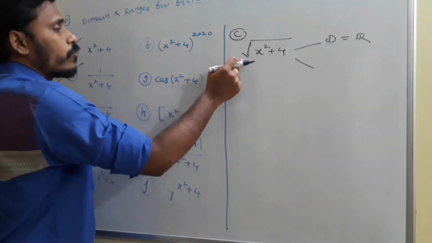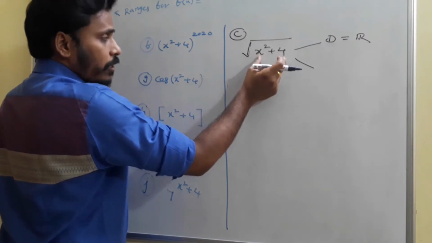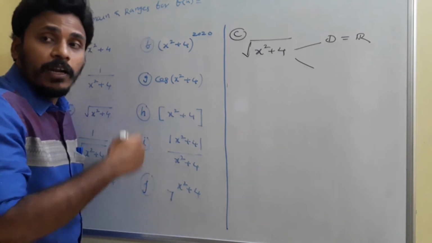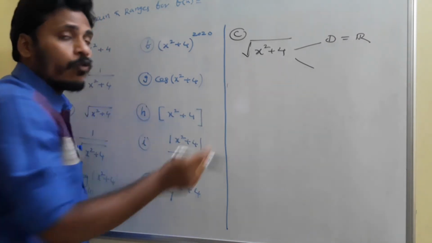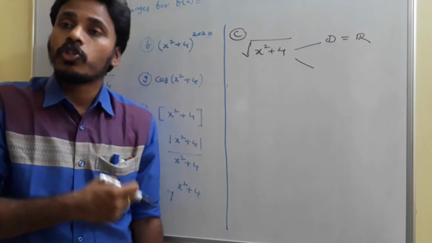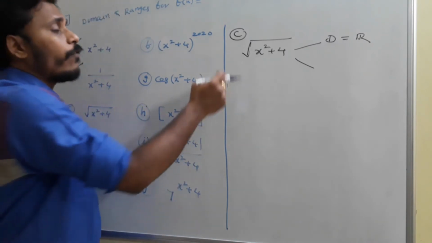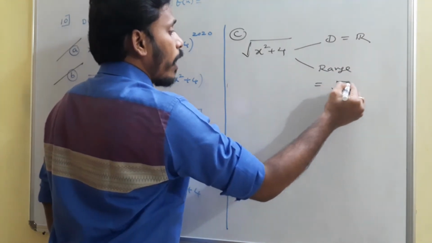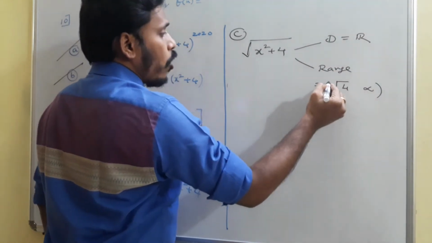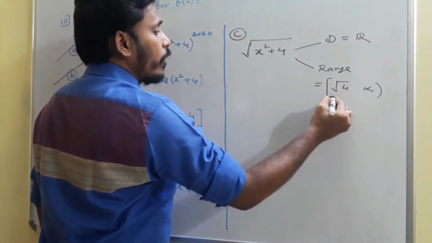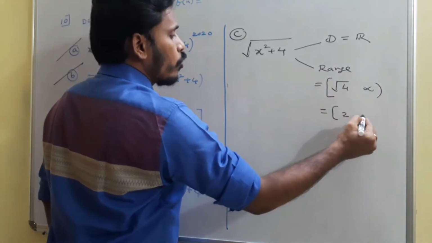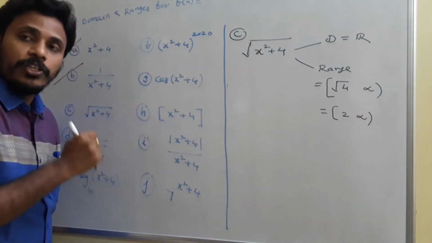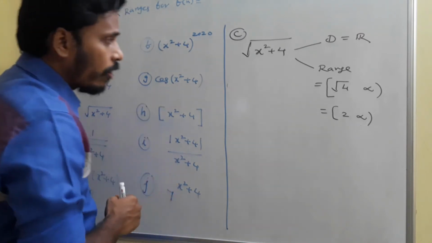See, just leave the square root first. For this inner expression, the minimum value is 4 and the maximum is infinity. For different values of x, this x square plus 4 will give us different values which are greater than or equal to 4. If you apply the square root, then the range is square root of 4 to infinity. The square root of 4 is also included, and the square root of 4 is 2, you know it, right? So 2 to infinity is the range of this function. The range is 2 to infinity, whereas the domain is all the real values.